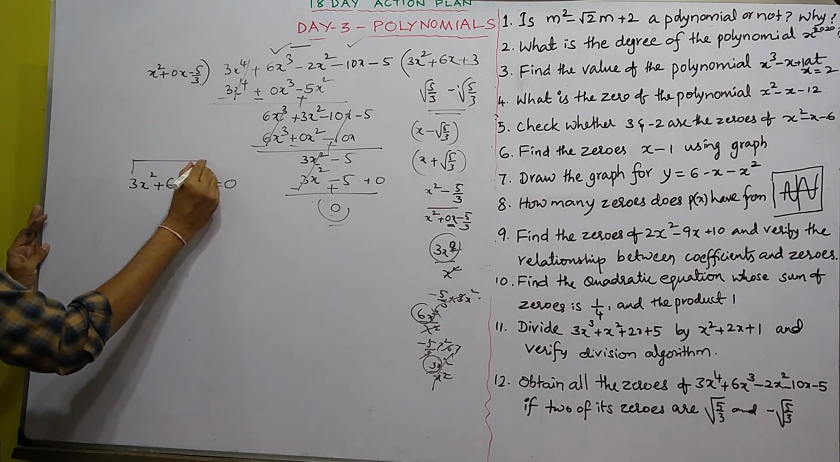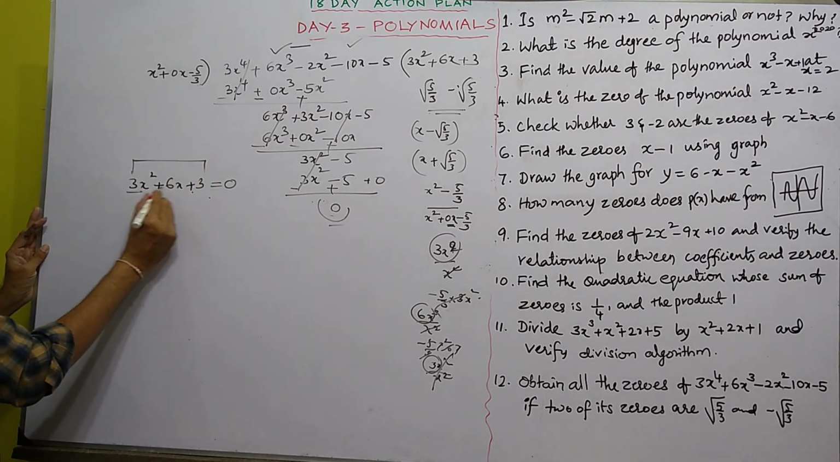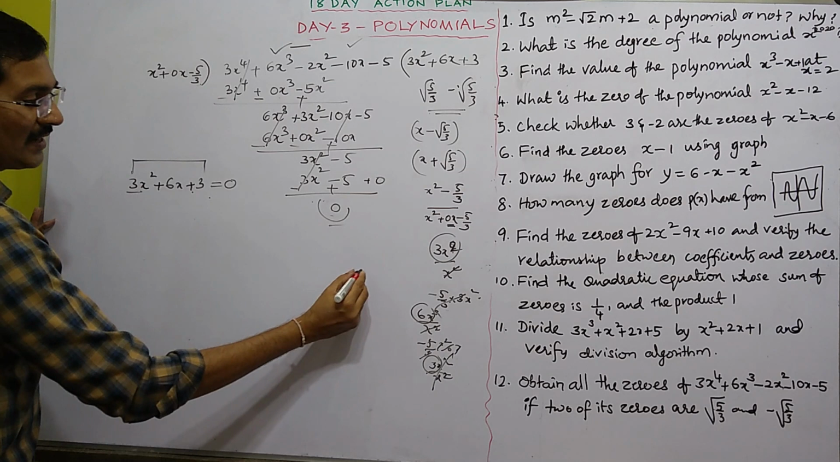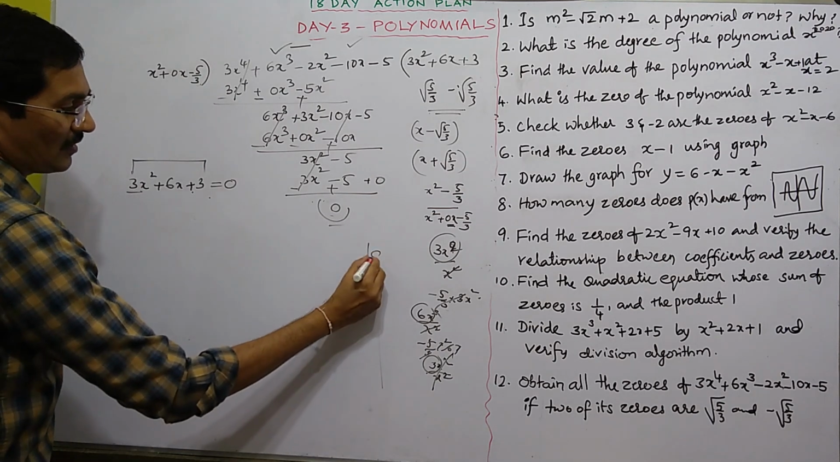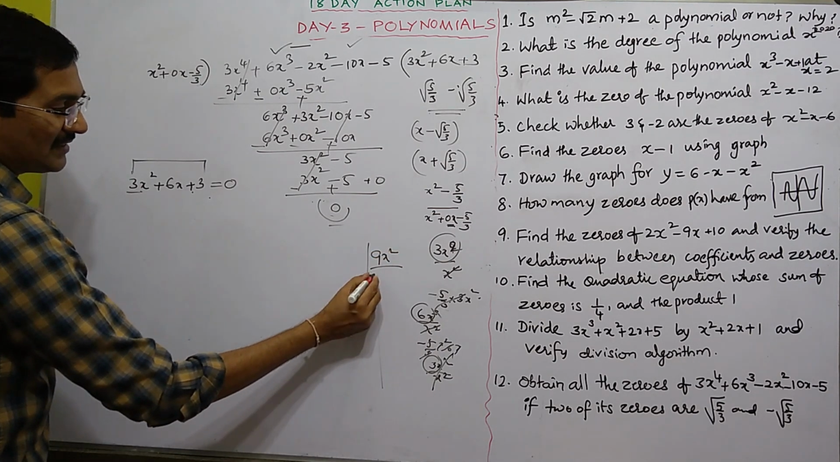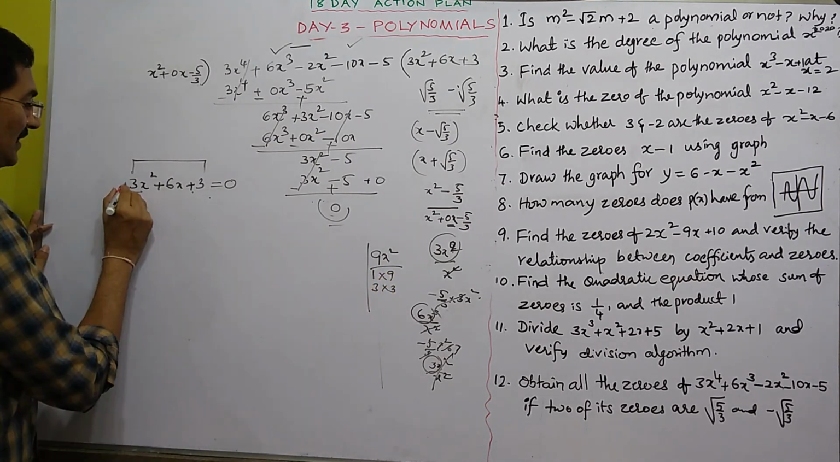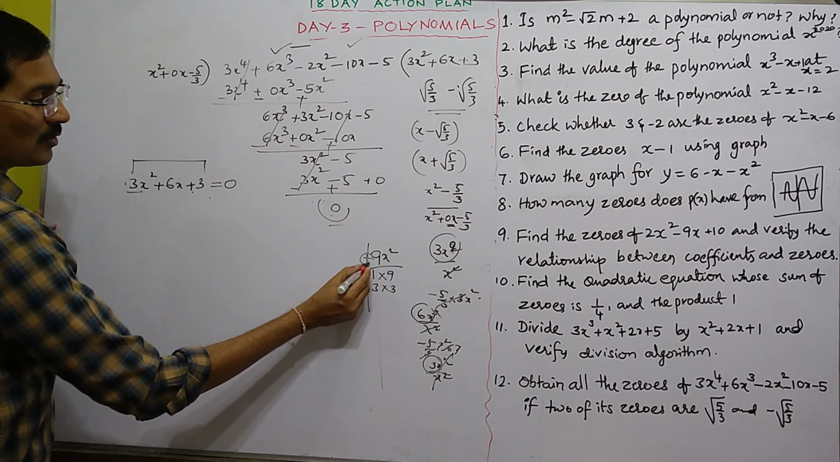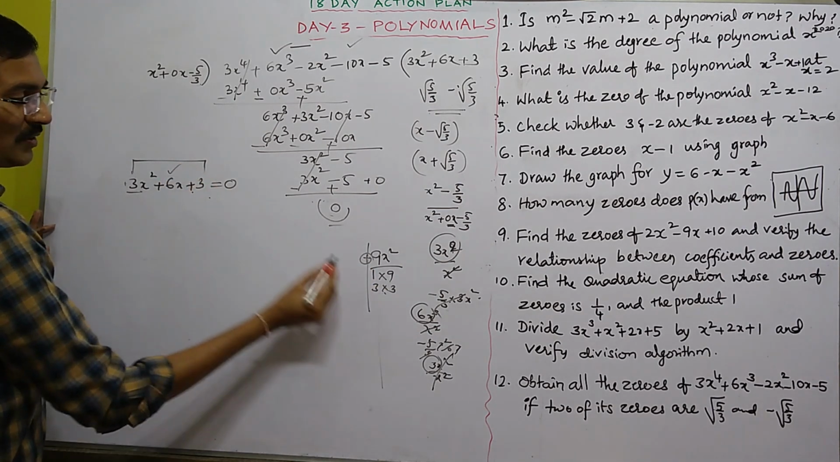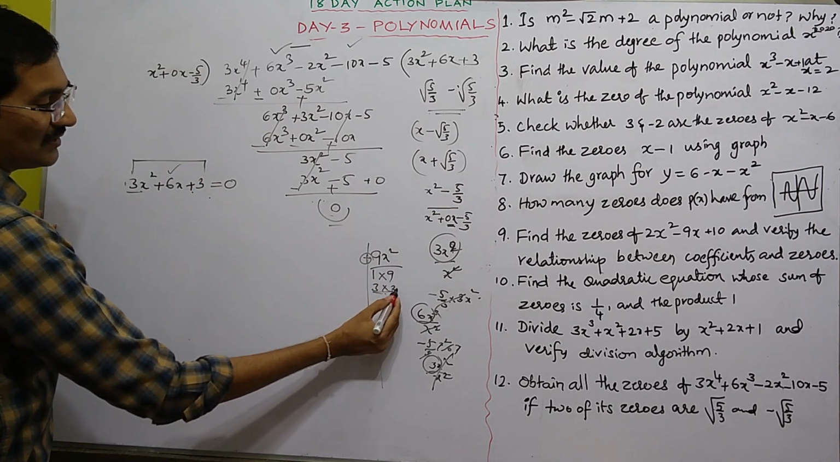We know we'll multiply the first term and the last term. 3 threes are 9x square. So we'll write it here in the rough. 9x square. How can you factorize it? 1 into 9, 3 into 3. Now this is plus into plus, so plus. So you have to add them to get the middle term. So where do you add? You will add these ones. So this is the pair we want.